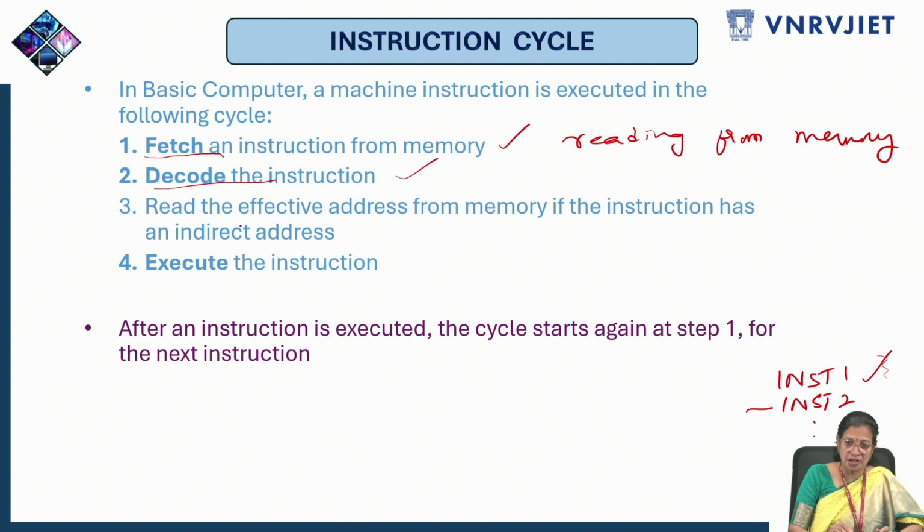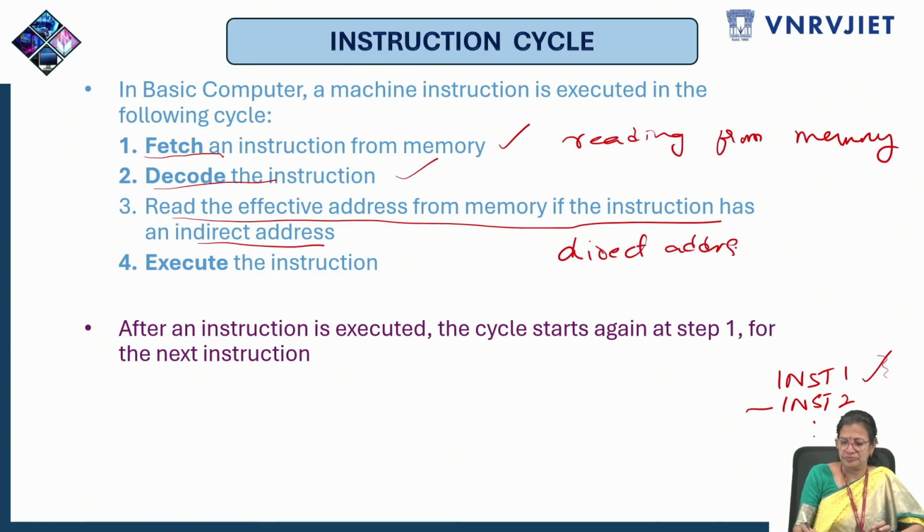Then, if it is a memory reference instruction, we read the effective address from the memory if the instruction has an indirect address, or read the operand directly if it is a direct addressing mode. So in that way, for the memory reference instructions, we will be performing a read operand also. Or we can as well call it fetch operand.